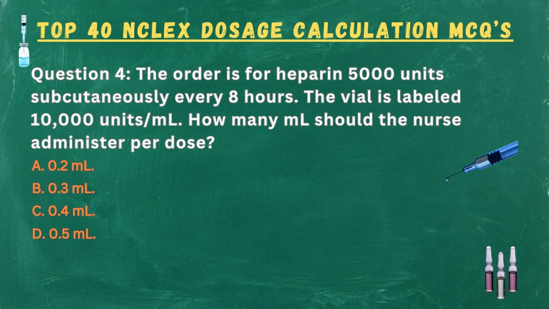Question 4. The order is for heparin 5,000 units subcutaneously every 8 hours. The vial is labeled 10,000 units/ml. How many ml should the nurse administer per dose? A. 0.2 milliliters. B. 0.3 milliliters. C. 0.4 milliliters. D. 0.5 milliliters. Answer: A. 0.5 milliliters.